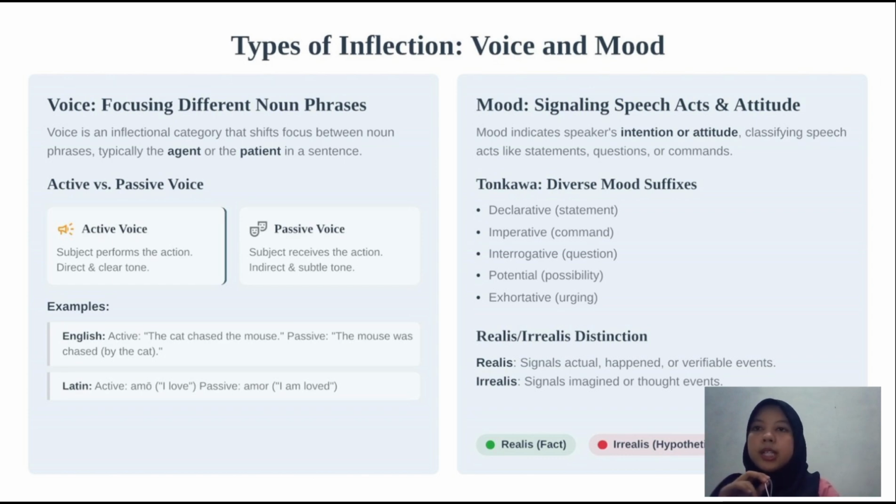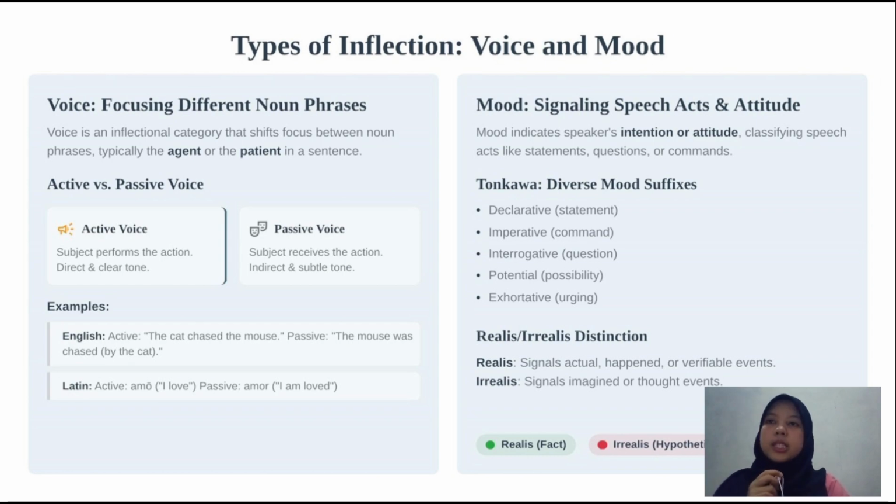Next, exhortative. An exhortative sentence is used to encourage, urge, or strongly suggest that someone do something. Often uses let's or other encouraging words. For example, let's work together. This invites or motivates someone to take action.